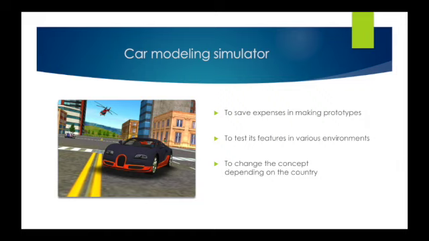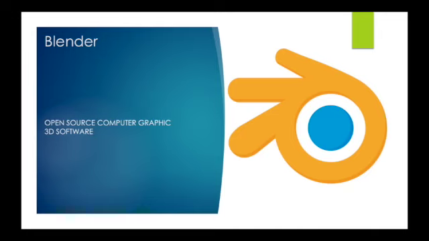So how can this simulator help car modeling? Because it can save the immense expense. If there is an accurate and intuitive simulator, companies will focus on design itself, not on how similar their prototype is to their design. Secondly, the simulator enables designers to test its features in various environments such as ocean view, mountain view, or the desert. And by using these test results, they can change the concept depending on the country they release their product in.